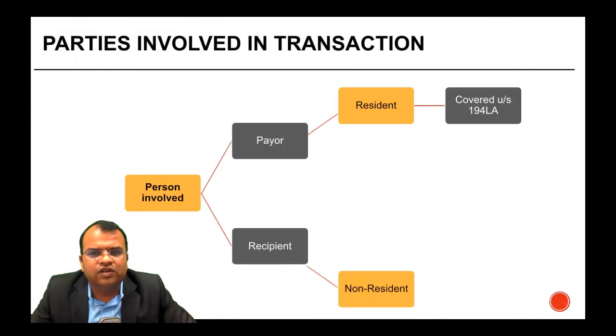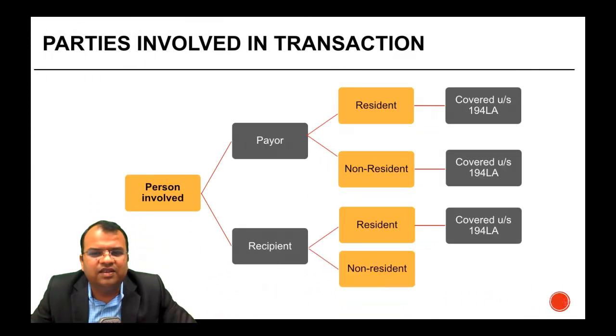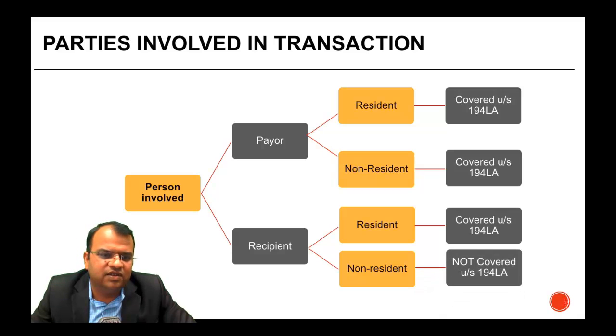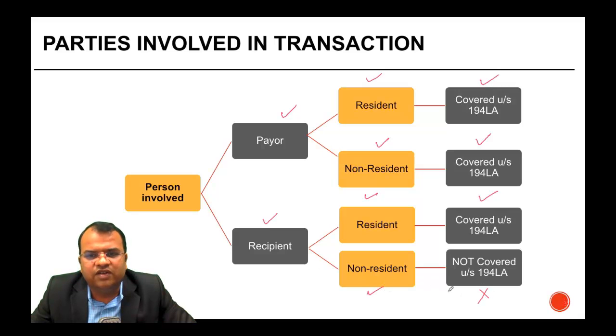So the parties involved in the transaction are basically a resident and a non-resident who could be a payer or a recipient. If the payer is a resident, he is covered under section 194 LA. Even when he is a non-resident, he is covered under this section. But if the recipient is a resident, only then he is covered under section 194 LA. If the recipient is a non-resident, then he is not covered under section 194 LA.